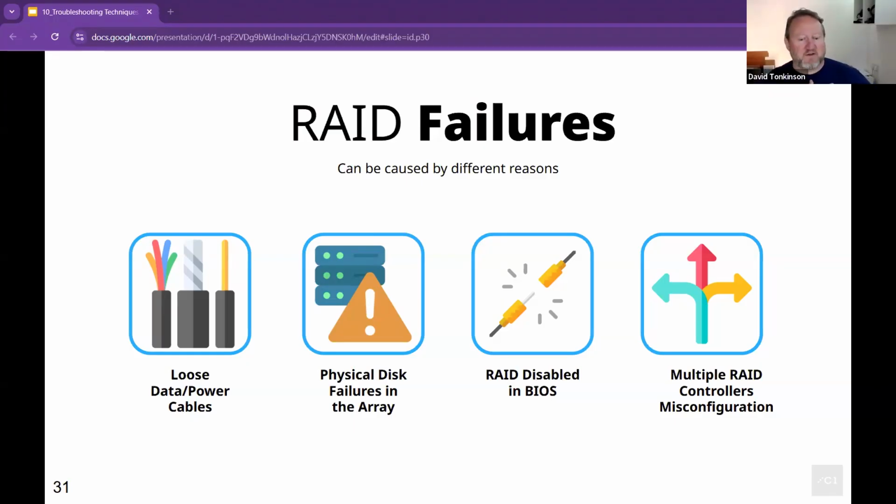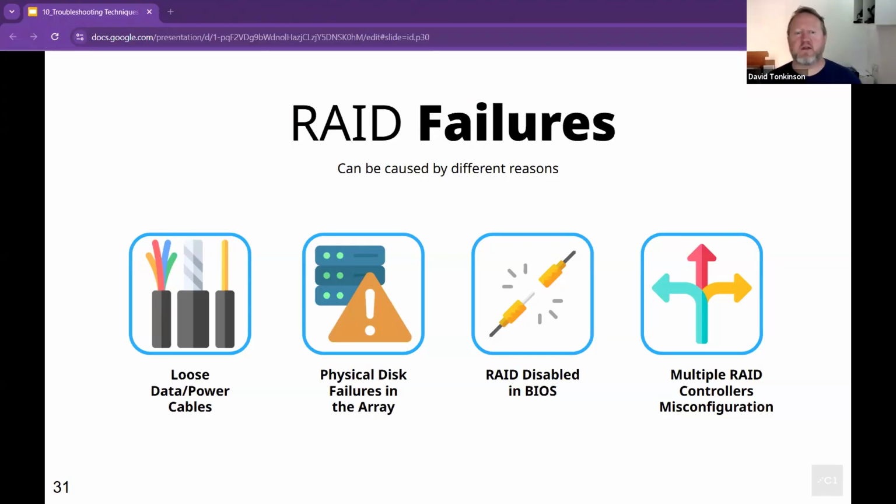Right. Without further ado, then, who can see the RAID failures? Oh, thank you, Precious. I hope that's for the RAID failures. Khalif, Paul, Zachariah, sorry. Great stuff.